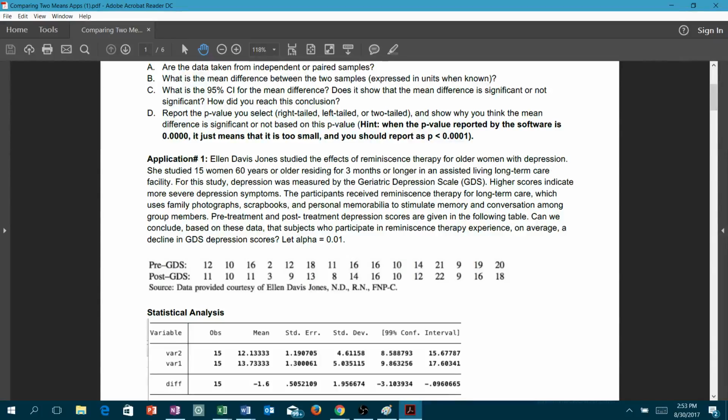I'm just going to say significant difference. I'm just going to say confidence interval does not contain zero. Is that sufficient explanation? How did we reach that conclusion? Yes, it's all things. Right, repetition. Okay, so what's the next one? Report the p-value.